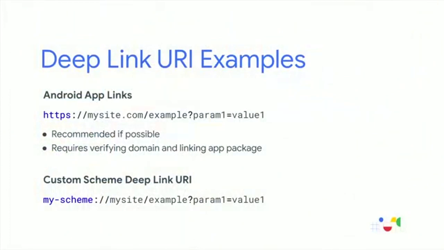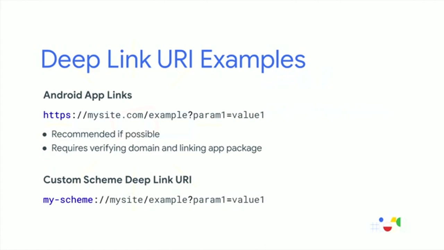Here's a few deep link URI examples. The first kind of deep links that we support are Android app links variety of deep links. You can see an example of an Android app links here. It just looks like a regular web URI. https://mysite.com/example. Android app links requires that you verify ownership of your domain name and also your Android app. And that allows the Android system to connect through when one of those web links is encountered at the system level. Now, this is the recommended type if possible.